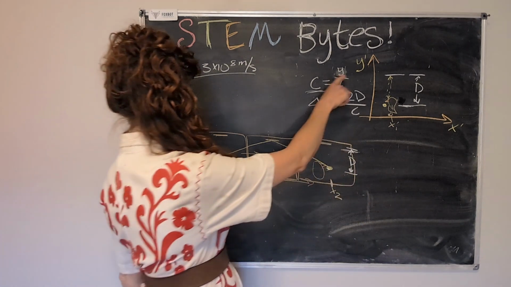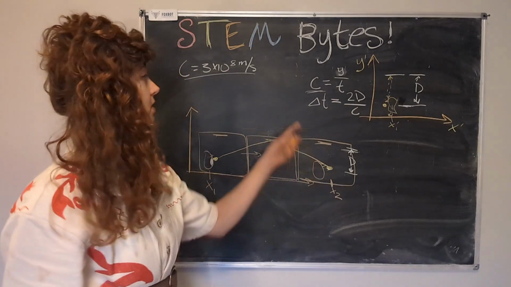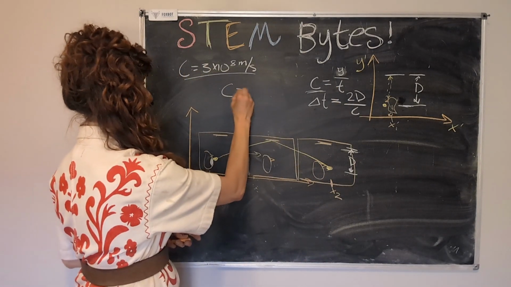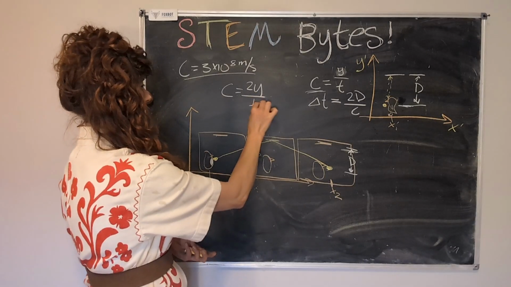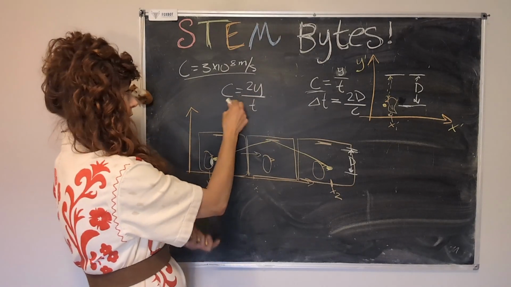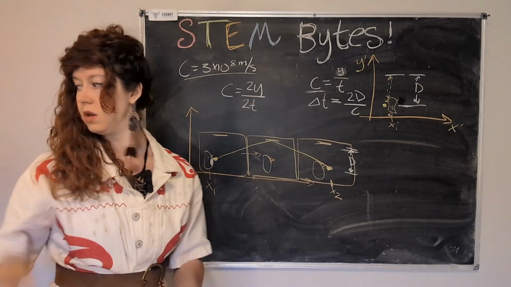Because if you increase the distance, the time must also increase to cancel it out. Think about it. If you have c equals 2y over t, you're not going to get the same value for c. So you have to be equivalent. It has to be 2y over 2t.